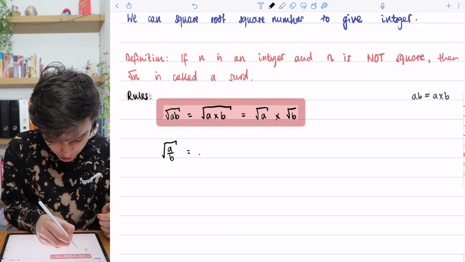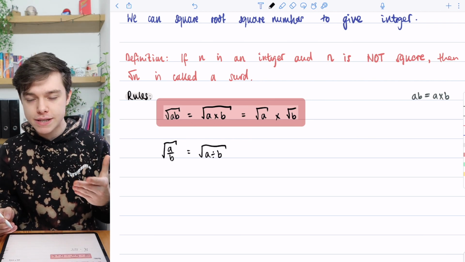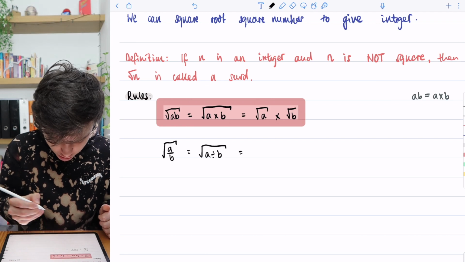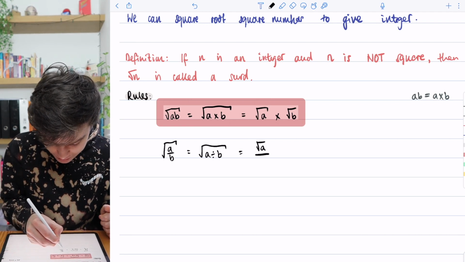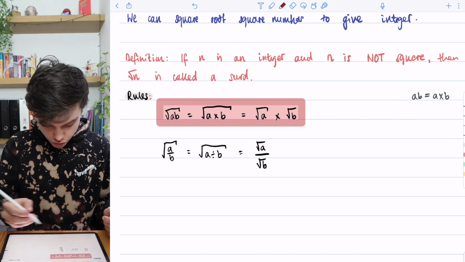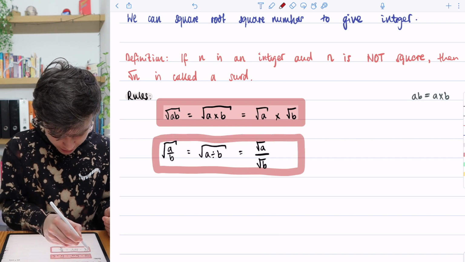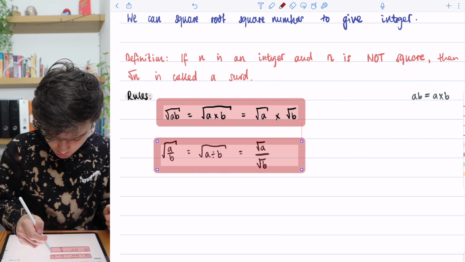So that also works as well, by the way, if we wrote it like that, because a fraction is just the same as dividing. So if we've got division under the square root, we can do the square root of a divided by the square root of b. That's another rule, so we'll highlight that one in red as well. And then we will move on to the third rule.